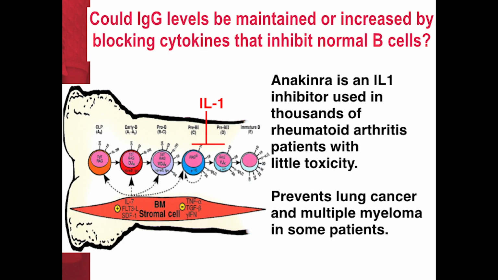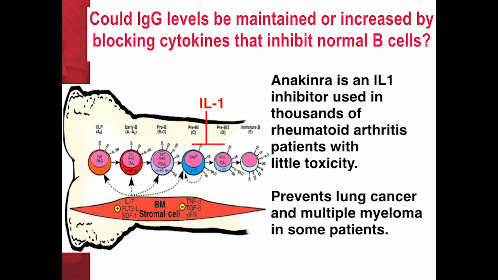So one of the major culprits, at least from basic research, is a molecule called interleukin-1. And interleukin-1 can be blocked by a molecule called ANAKINRA. So we're wondering if we treated patients with ANAKINRA in the watch and wait period of time, would we block IL-1? Would we then free up normal B cell production? And would we then improve the patient's immune response?